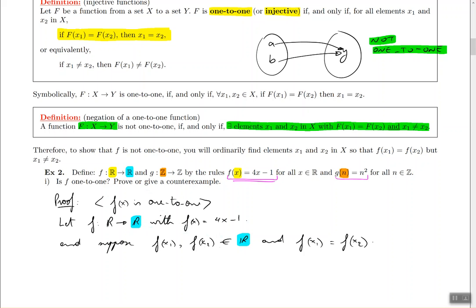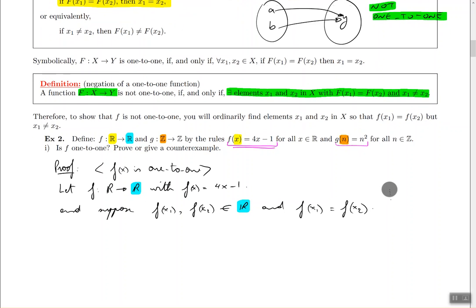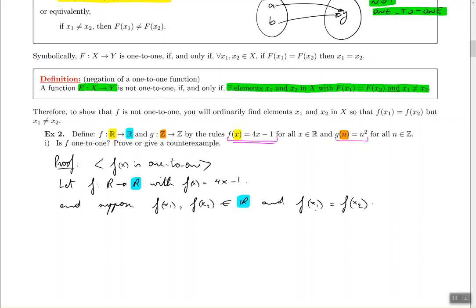Now, what I have to do is break it down, take it further until I show that x1 and x2 are themselves equal. If I can prove to you that f of x1 equal to f of x2 implies for sure that x1 is equal to x2, then I'm done. I have proven that the function is one-to-one. Okay, let me try to do that. So what is f of x1?